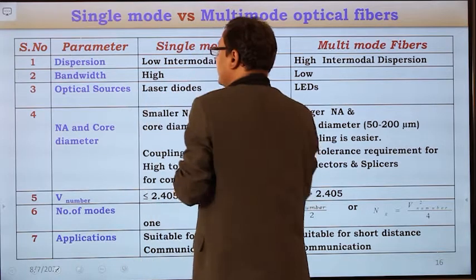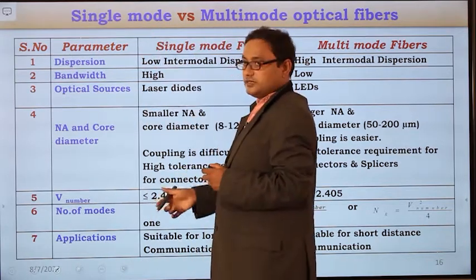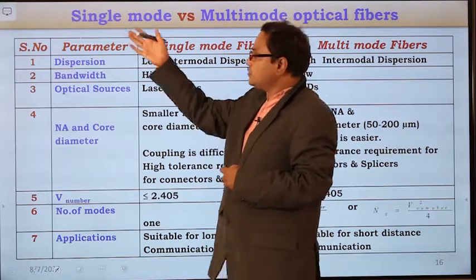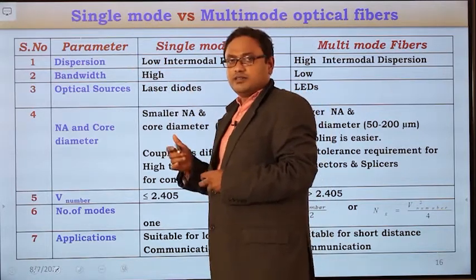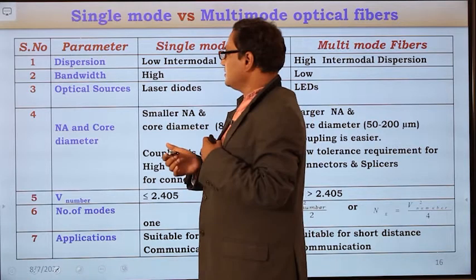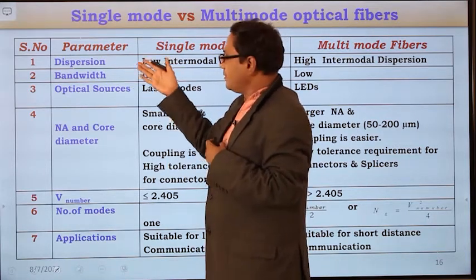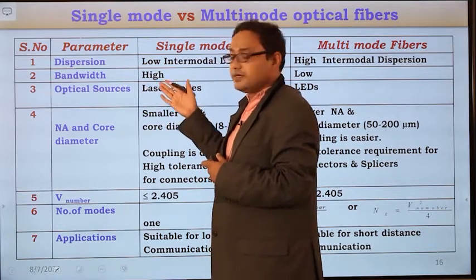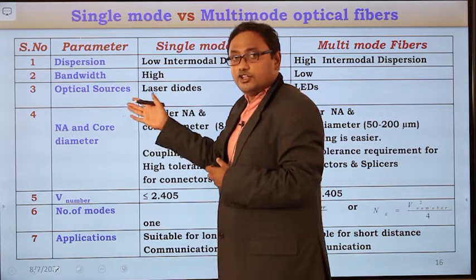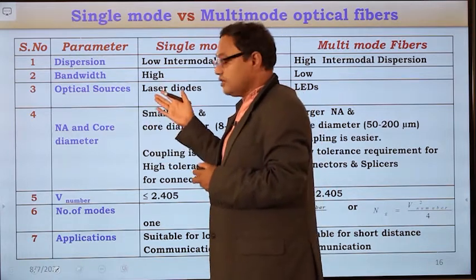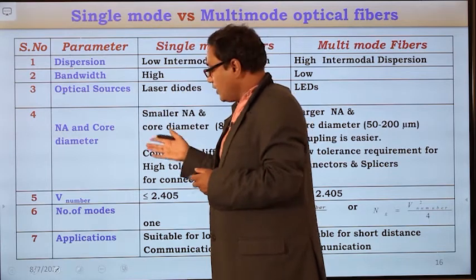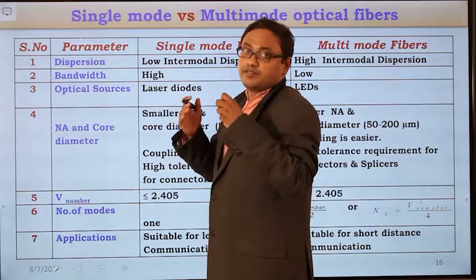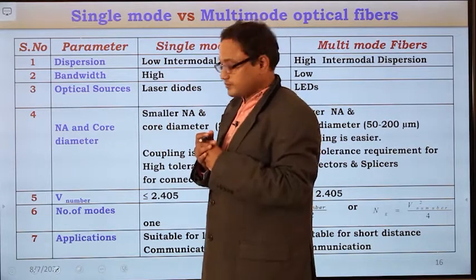So now try to compare the different parameters of single mode and multi-mode fibers. The parameters to be considered are dispersion, which is nothing but the dispersion loss, bandwidth, how much bandwidth is available, and what are the optical sources we can use along with single mode fibers and multi-mode fibers, and numerical aperture, and what is the dimension of the core, and what is its V number, and how many modes can be accommodated, and what are the various applications we can use them for, right?